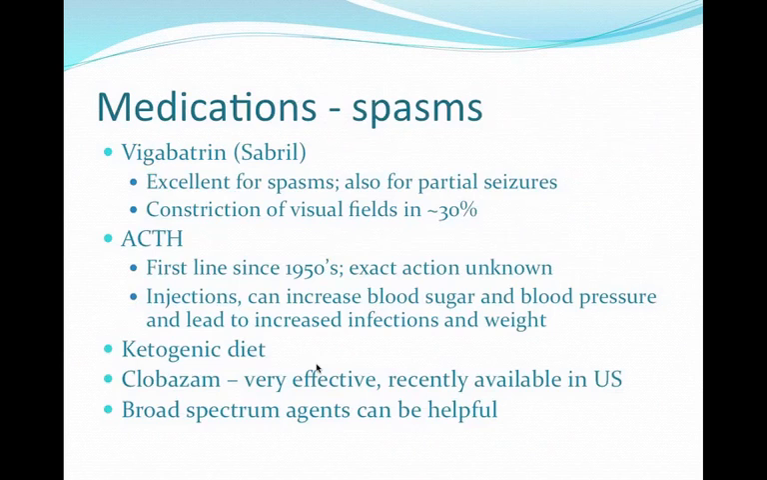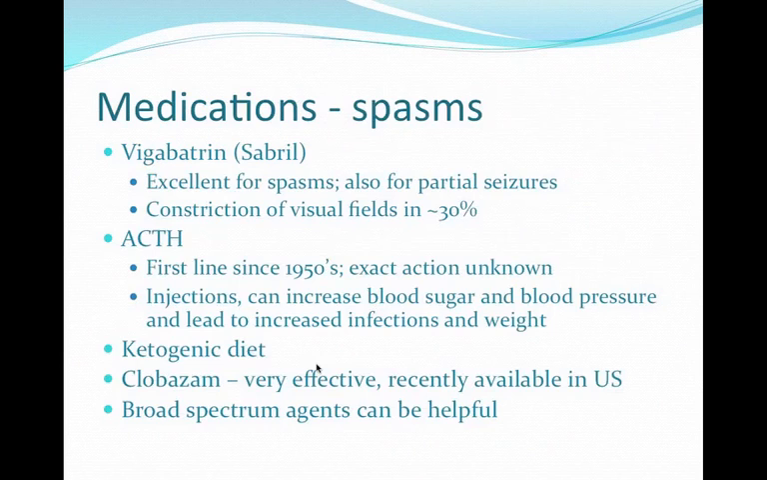Then ACTH, it's injectable, but it's kind of a pre-steroid. So when you take ACTH, you get the same side effects you get from steroids: increased blood sugar, increased blood pressure. You can get weight gain because it's steroids, and it can suppress the immune system. You can get infections. So there are potential side effects, but if it works, it can really be life-changing.